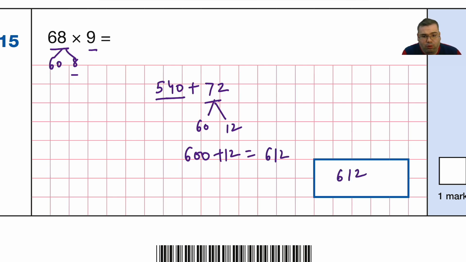Here you don't have to do this working, right? You can do this mentally without using pen and paper. Here I'm just doing it to explain to you, right? If you know this method, this question is very easy for you. So let's move to the next question.